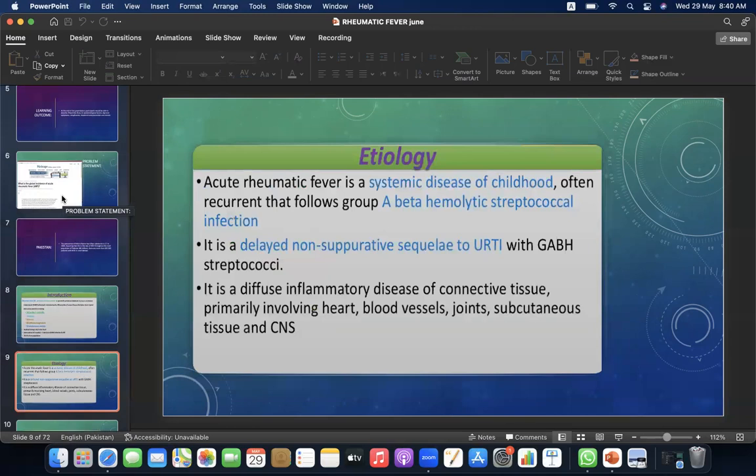Etiology. Acute rheumatic fever is a systemic disease of childhood, often recurrent, that follows group A beta hemolytic streptococcal infection. It is a delayed non-suppurative sequel to upper respiratory tract infection with group A beta hemolytic streptococci. It is a diffuse inflammatory disease of connective tissue, primarily involving heart, blood vessels, joints, subcutaneous tissues, and CNS.